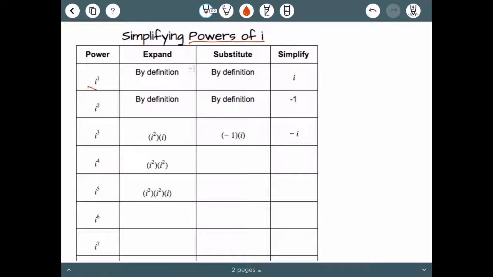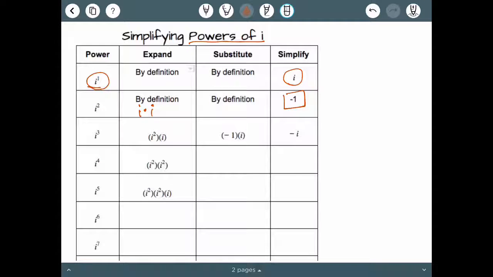So we're starting with our definition, just that i to the first power would just be i, right? Anything to the first power is just the same thing. From there, we also know from our definition that i times i, or i squared, would be -1. And that's just going to be our definitions today.